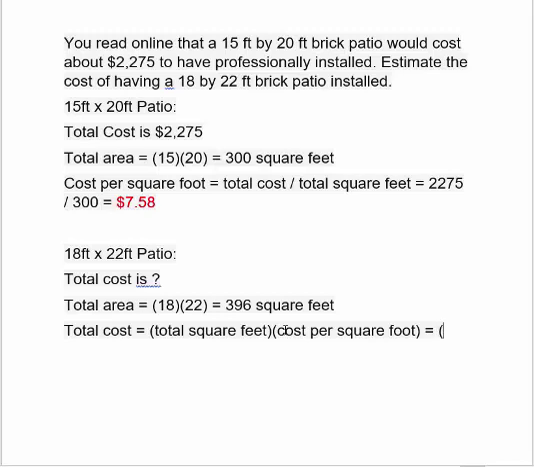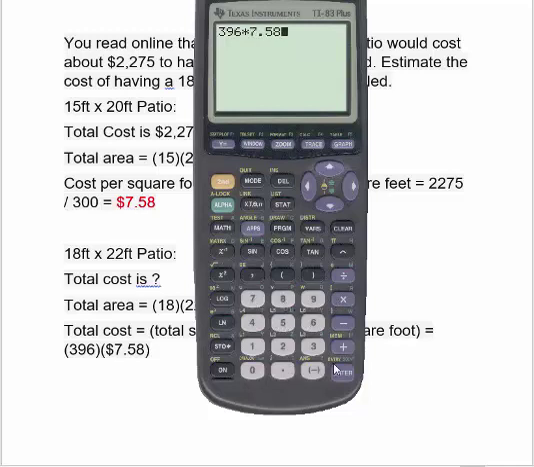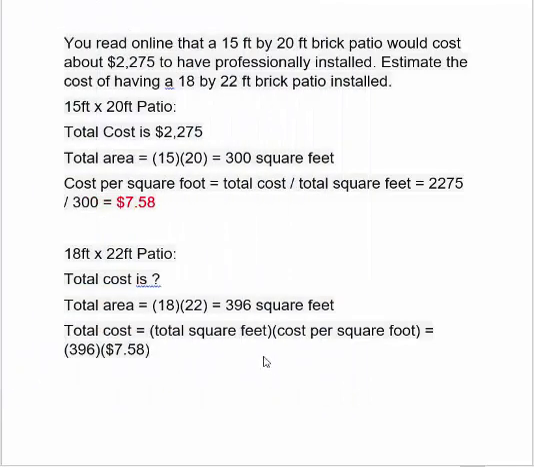So this new patio is 396 square feet, and the cost per square foot is $7.58. Let's take 396 times 7.58. I'll round this. It's going to cost roughly $3,002. Obviously it should be more than the first one, and we got it.